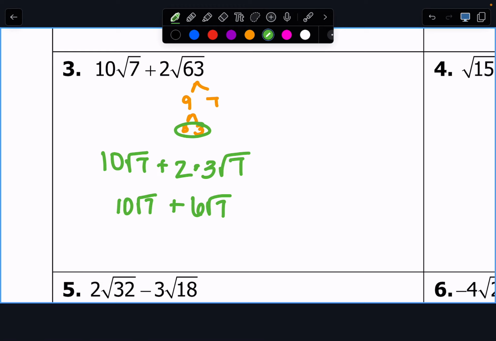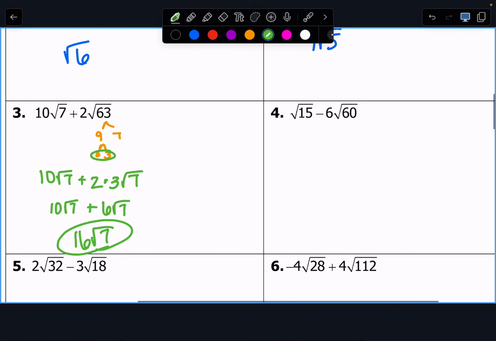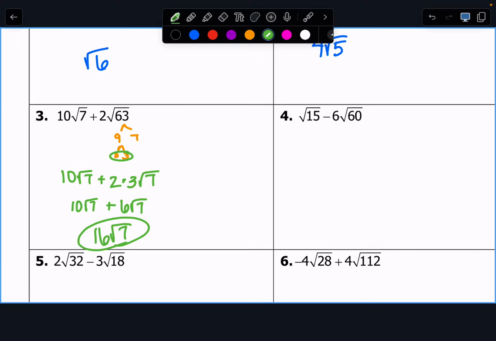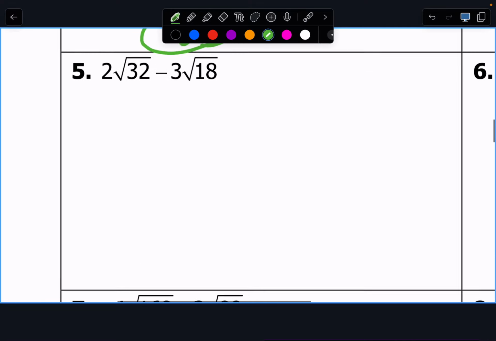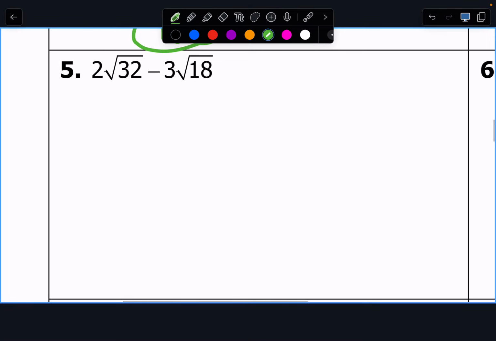For a total of 16 radical 7. Okay, I am going to have you try number 5. Try number 5, see what you get. See if you and your elbow partner can get the same thing.